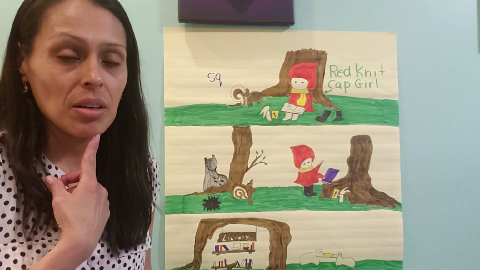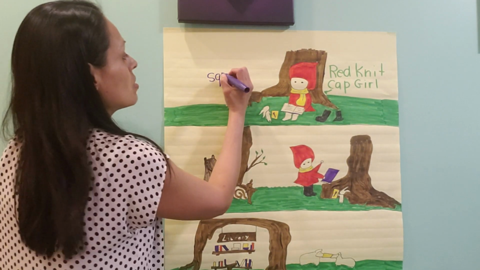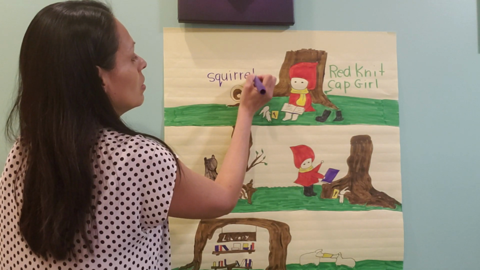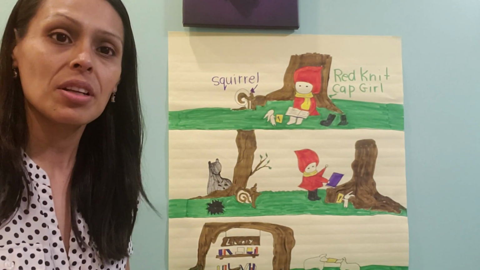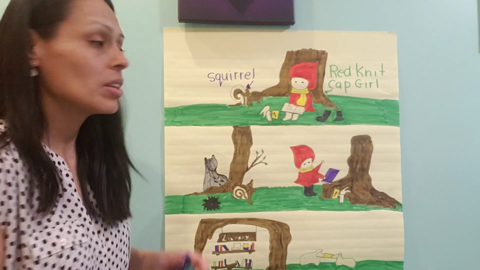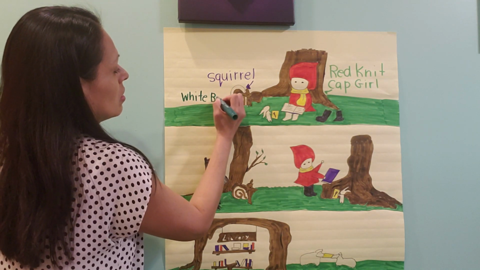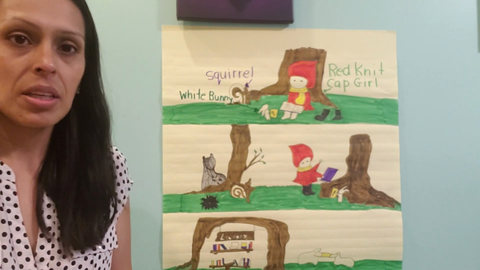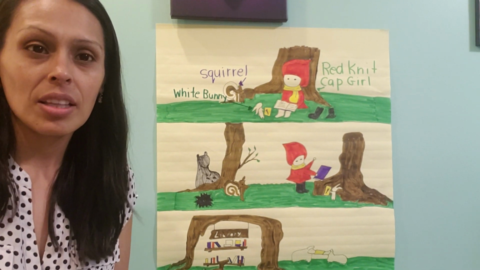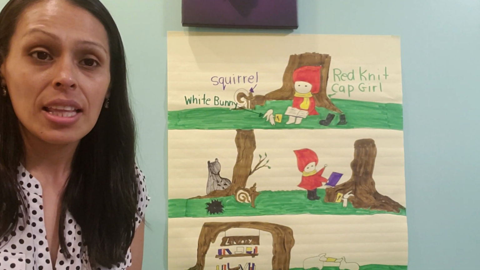So I already have Red Knit Cap Girl labeled. I'm gonna finish the squirrel. So I'm gonna write Squirrel, and I'm gonna put a little arrow. And then if you can't see him, this is White Bunny, which is Red Knit Cap Girl's best friend, right? The one who's always reading with her and sharing. So I'm gonna write White Bunny. Okay, and I also know that at the beginning they are by a tree, right? And they're reading. And I know it's daytime because I see the sun is out, okay? And that is the setting.